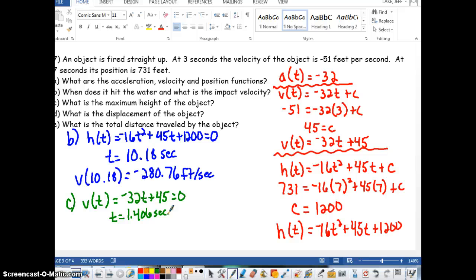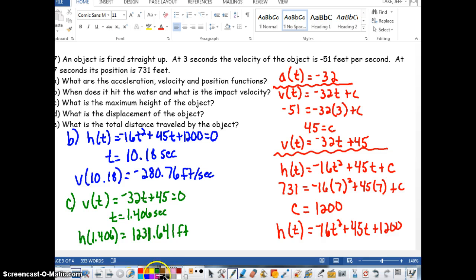All right, and you use that to find out what the maximum height actually is. So you take the time, you plug it into your position now. So it's h of 1.406. And that comes out to be 1,231.641. And that is feet.